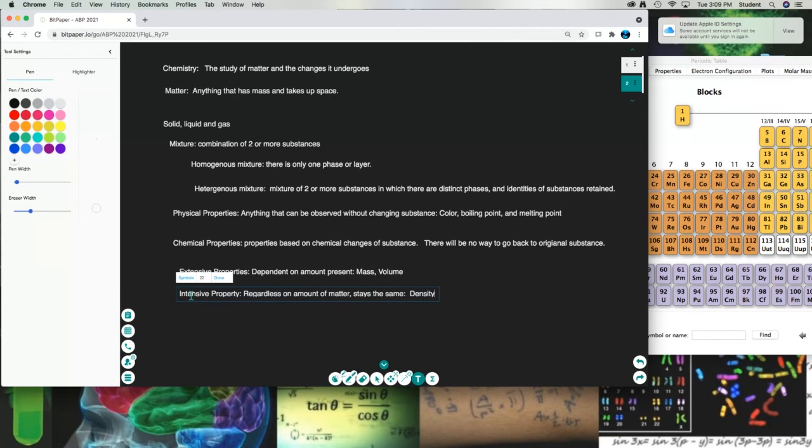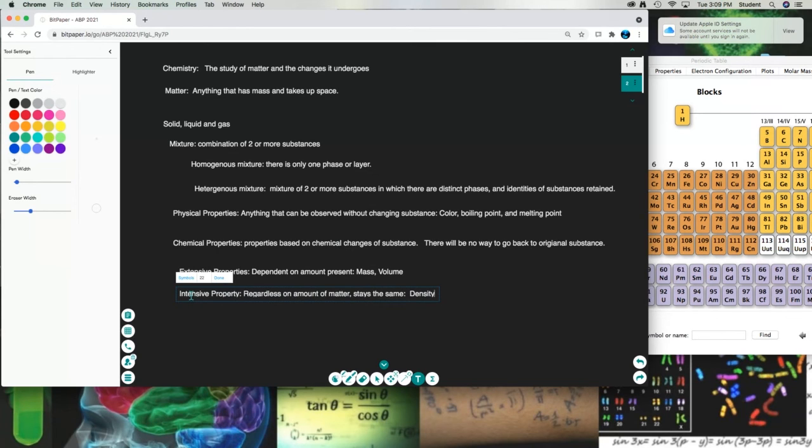So whether I have 10 grams of steel or 100 grams of steel, provided it's the same alloy composition, then, well, actually steel, pure iron. I think steel is a combination of iron and something else. Anyway, I'll get back to you on that one. But it's usually the same density.